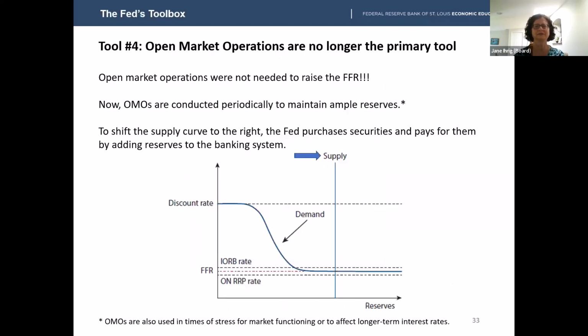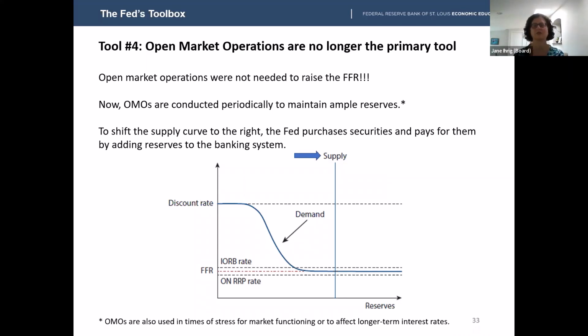On the next slide, I wanted to mention open market operations is still a tool. It's not the primary tool. As we discussed on the last slide, the administered interest rates are moving. I didn't mention anything about moving the quantity of reserves in the banking system. Okay, but open market operations are still there, kind of in a day-to-day sense.